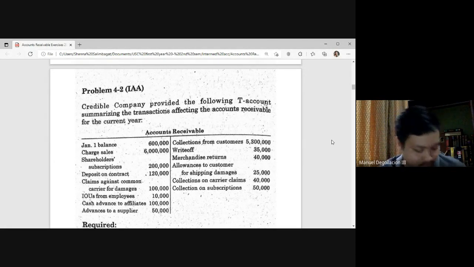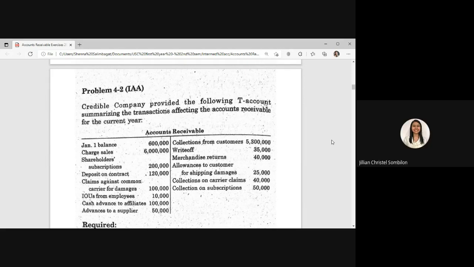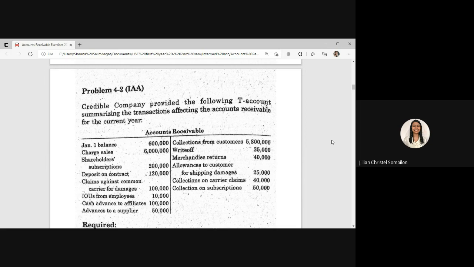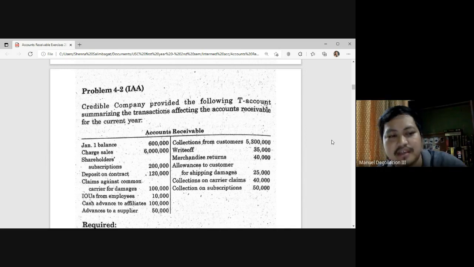Bilon. Yes, sir. Okay. The issue in problem 4-2, class, is that again the company used a single account, class, for all. We're just given a T account, class, and we are left to determine how much would be the correct balance of our accounts receivable.